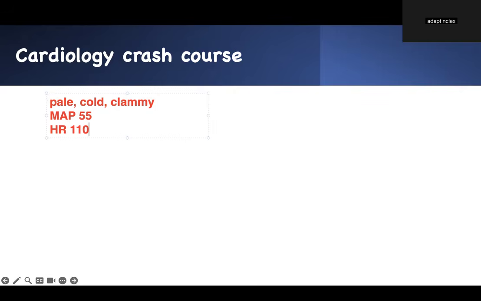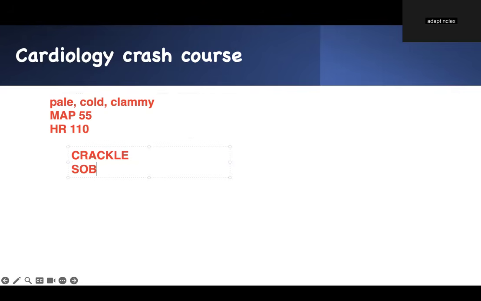What do you think is going on? Think about it. A MAP of 55 means blood flow is decreased. This is hypoperfusion. And therefore, there is less blood going to the extremities. And then you listen to them, they sound coarse, right? They have crackles in their lungs, right? They have shortness of breath in addition.